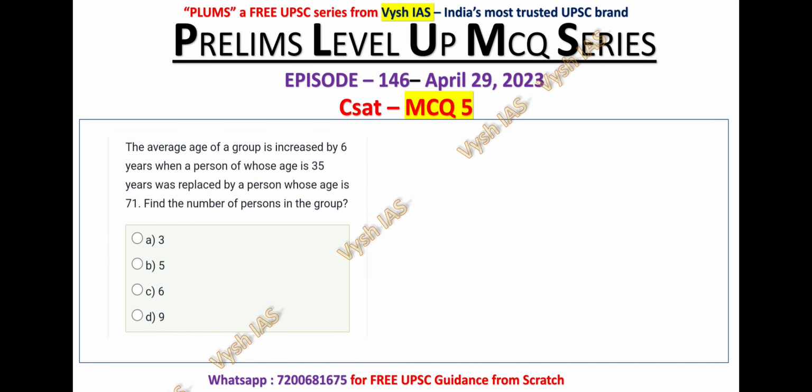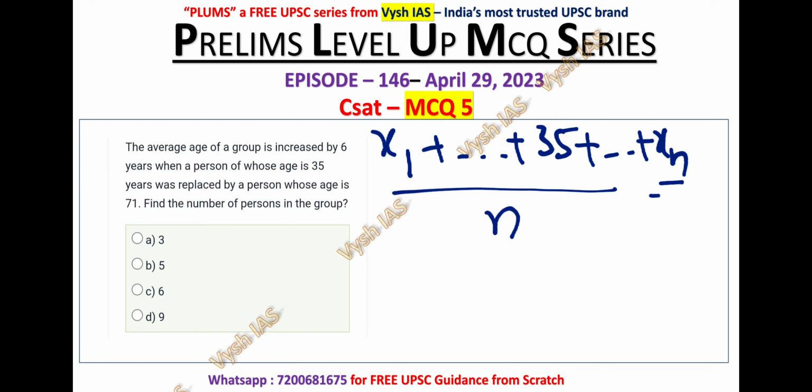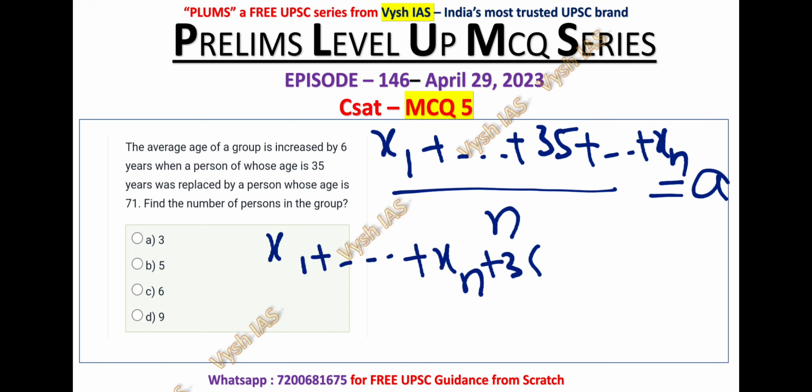So let's solve. The average age of a group is increased by 6 years when a person whose age is 35 years was replaced by a person whose age is 71. Find the number of persons in the group. Let's say x1 is the first, and so on, xn is the last, and somewhere in the middle we get the age 35. The total number of members is n and the average is a. So x1 and so on till xn plus 35 is nothing but na.